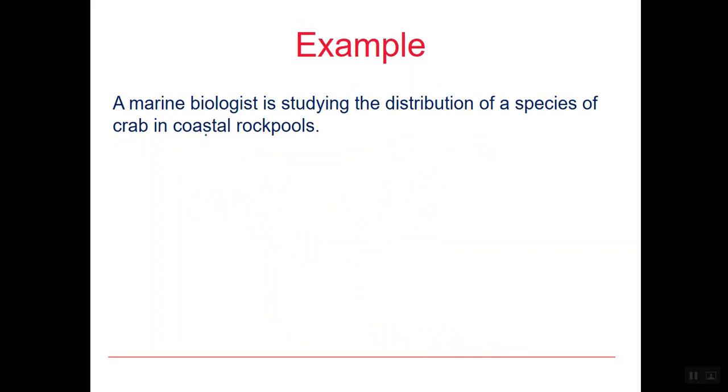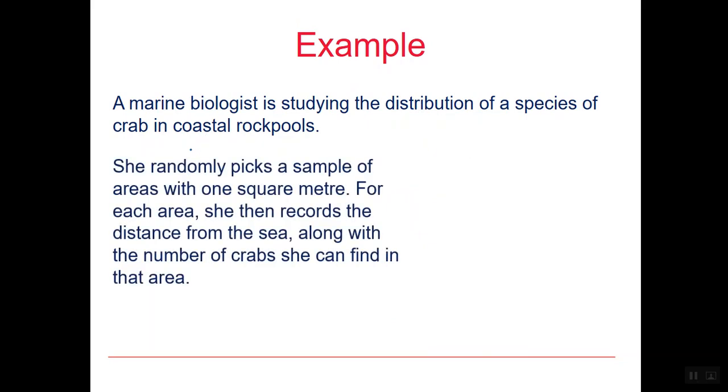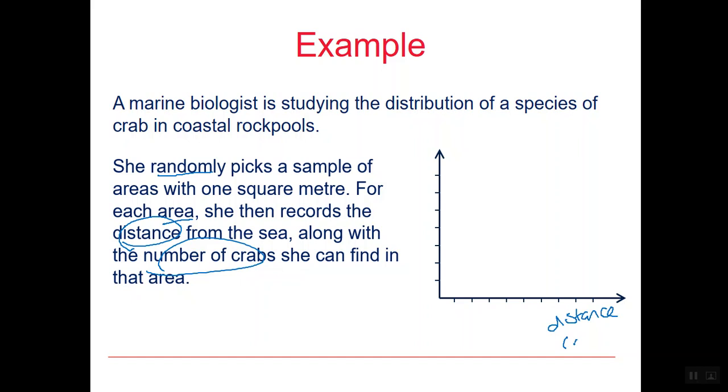In this example, a marine biologist is studying the distribution of a species of crab in coastal rock pools. She randomly picks a sample of areas with 1 square metre. For each area, she then records the distance from the sea along with the number of crabs she can find in that area. This data is random on random because neither variable is controlled. We know that the distance from the sea is what will affect the number of crabs. So we can put the distance on the x-axis and the number of crabs on the y-axis.